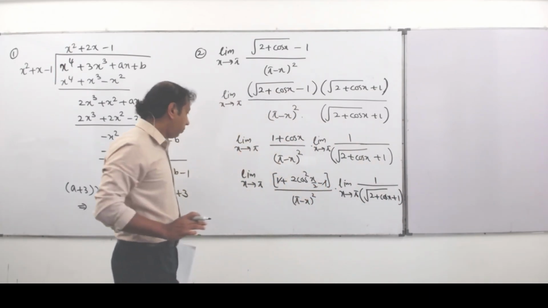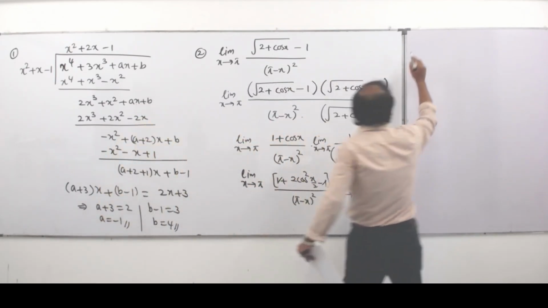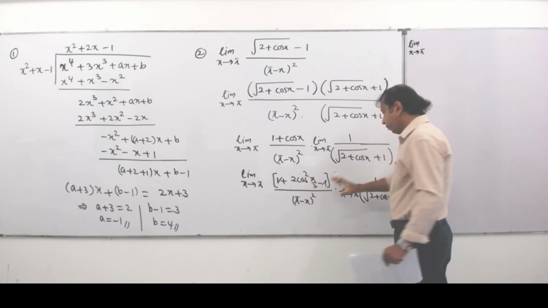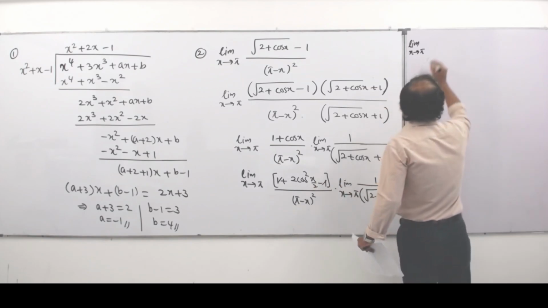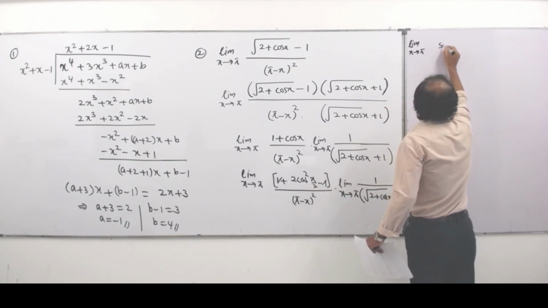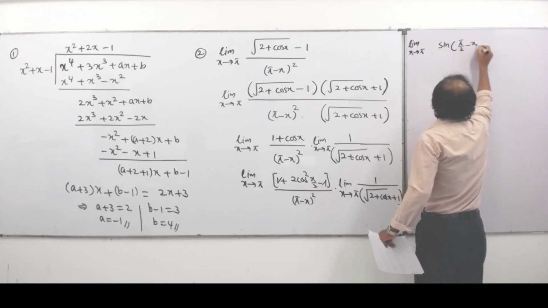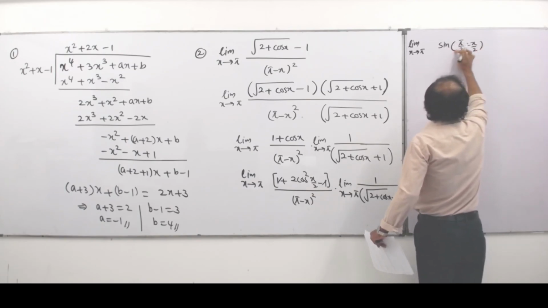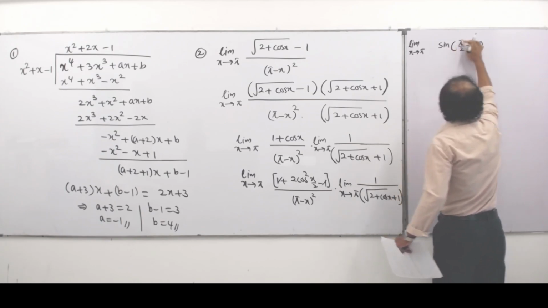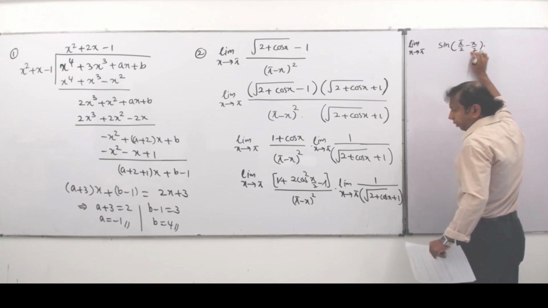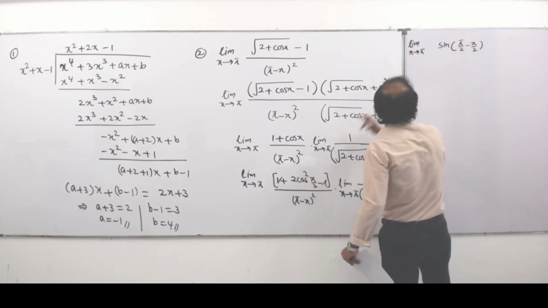Right, now a little rearrangement we have to do. Limit as x goes to pi, this cos(x/2) I can write as sin(pi/2 - x/2). You know, sin(90 minus theta) is cos theta. Then sin(pi/2 - x/2) is cos(x/2). Right. This 2 I write before here.